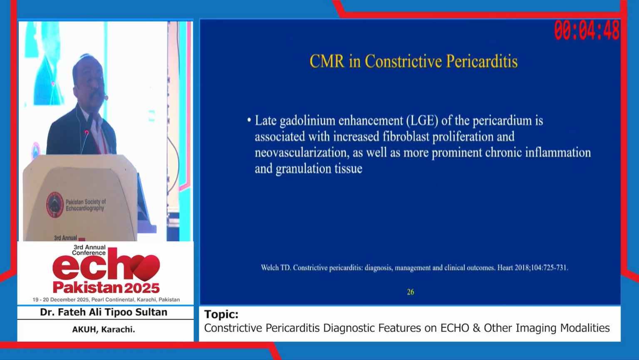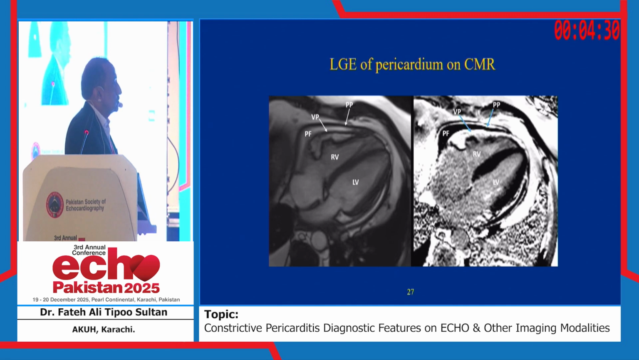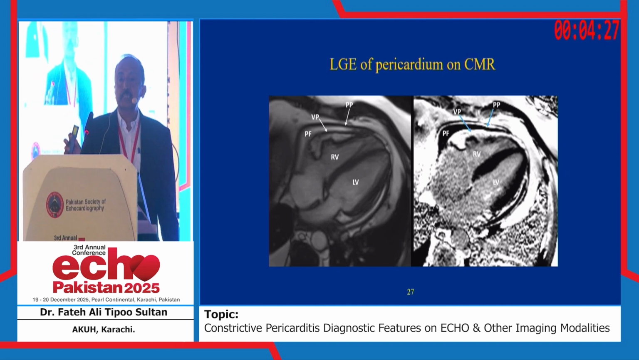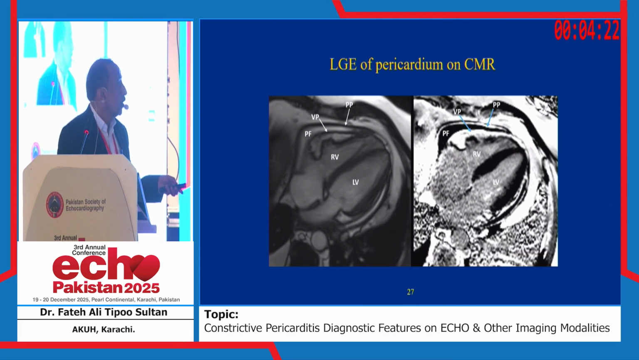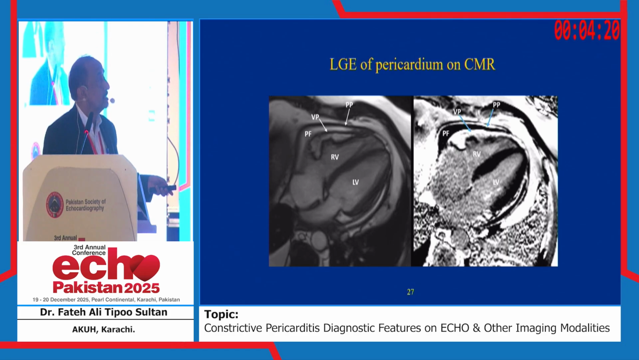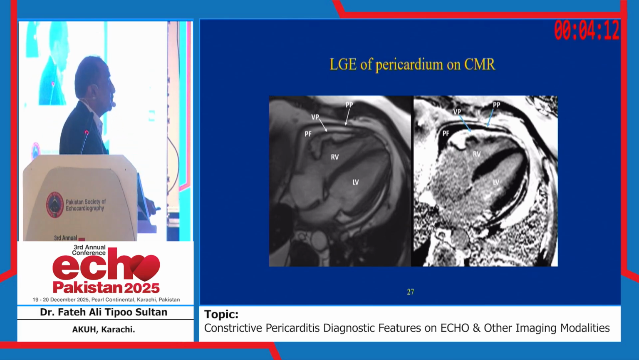So another important thing on CMR is the late gadolinium enhancement of the pericardium, which is associated with increased fibroblast proliferation and neovascularization, as well as more prominent chronic inflammation and granulation tissue. So simply you can say, when you do the CMR, you take the late gadolinium images, and if there is late gadolinium enhancement of the pericardium, this indicates inflammation of the pericardium. So whenever there is inflammation of the pericardium, there will be late gadolinium enhancement.